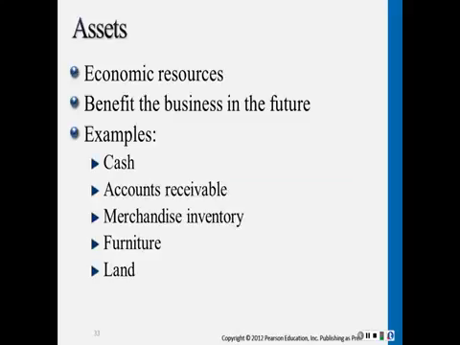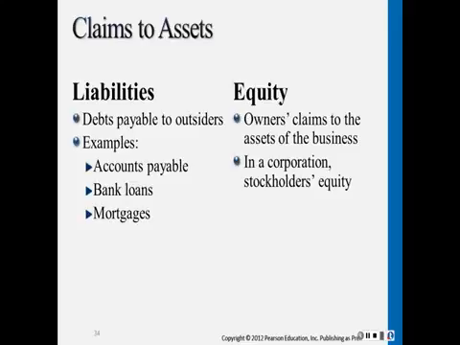Assets are economic resources that are expected to benefit the business in the future. Assets are something the business owns and has value. Cash, merchandise inventory, furniture, and land are examples of assets. Claims to those assets come from 2 sources.